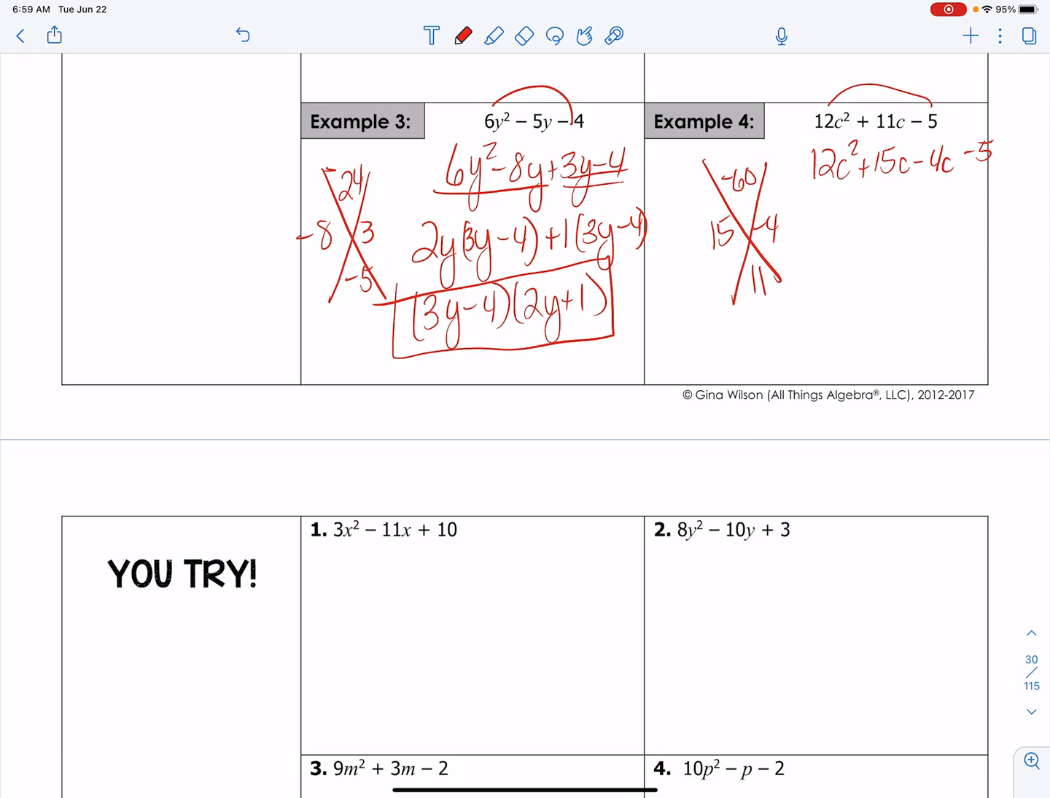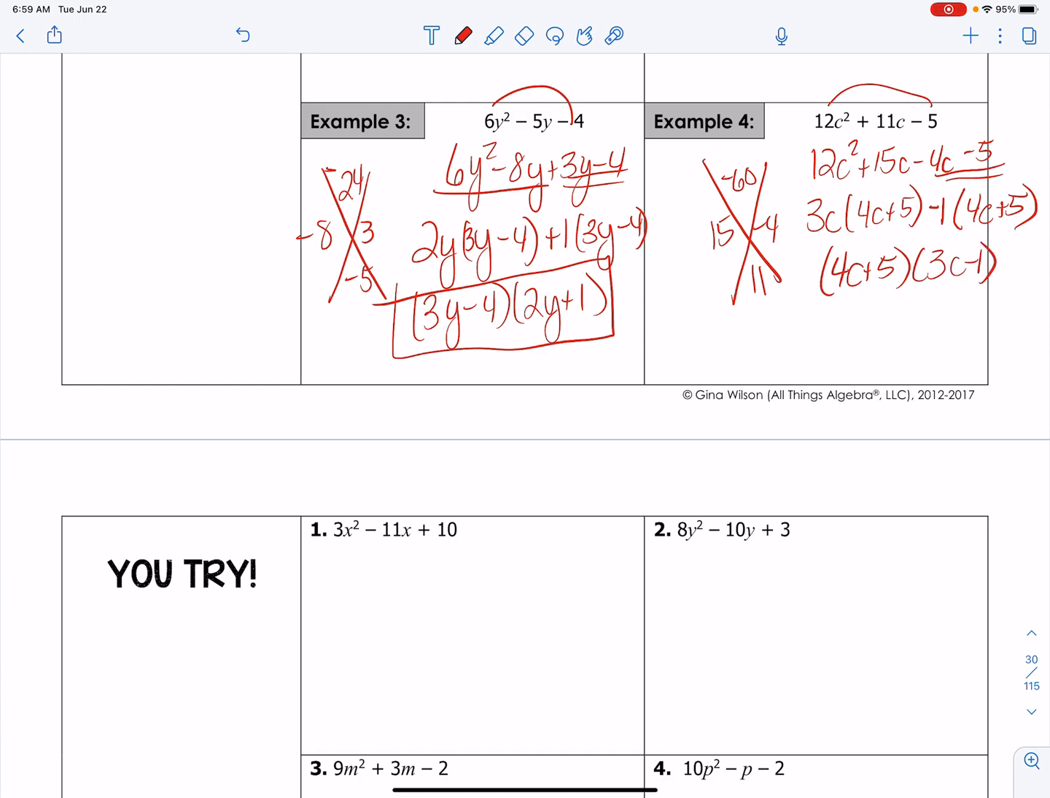So what I can take out of the front two is a 3c. That leaves me with a 4c plus 5, okay? If you look at the back two, that's a negative 4c minus 5, and I need it to be positive. So instead of taking out a 1, I'm going to take out a negative 1, and that would change your sign. So you'd have 4c plus 5 and 3c minus 1.